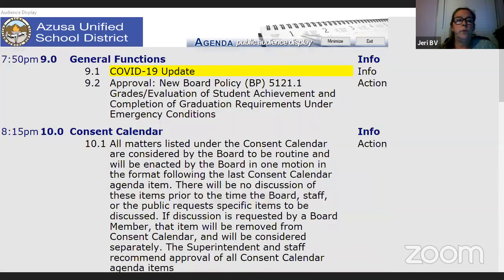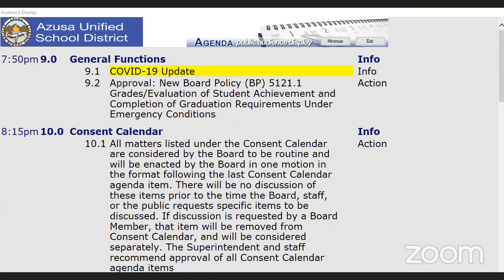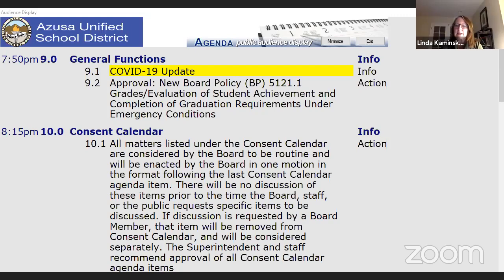And then we will move on to 9.0, general functions, 9.1, COVID-19 update. Well, thank you. We asked tonight that we'd have one elementary, one middle, and one high school principal talk to you a little bit about what they see happening at their schools, how things are going with the distance learning, how things are going connecting with kids. Because what's most important is, we have all our plans and procedures and processes that we try to think through as we're getting ready to implement them. But the real question is, how is it working?